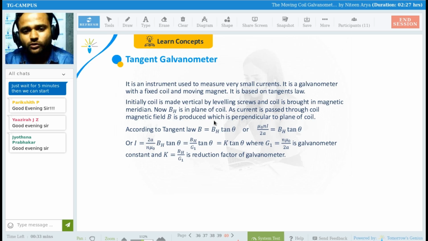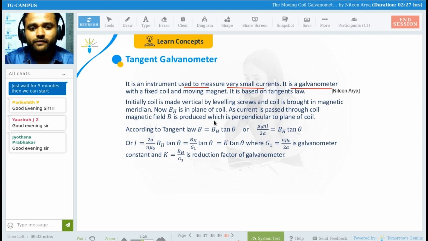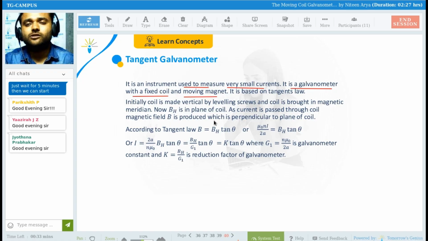Okay. Everything is going to remain the same way, the principal concept, but a few things are going to change right now. So let's discuss this also. Tangent galvanometer. It is an instrument used to measure very small currents. It is a galvanometer with a fixed coil and a moving magnet. In the previous one, we fix the magnets, there is a radial magnetic field, and the coil is fixed. Here it is the reverse: the coil is fixed and the magnet is going to move. As simple as that. It is based on the tangent law.